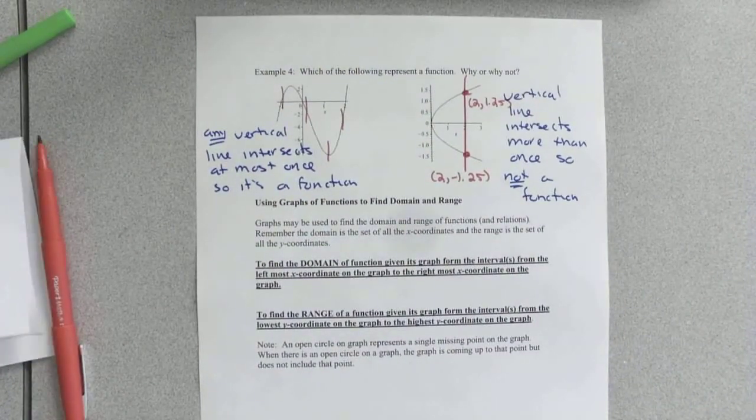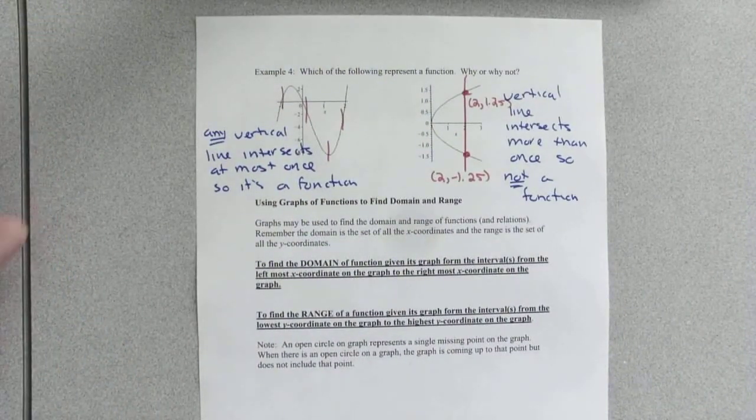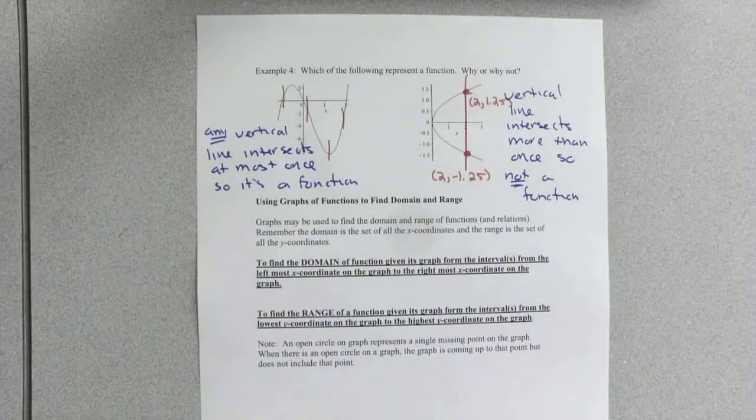Okay, back to domain and range. Domain are a set of x-coordinates, range is a set of y-coordinates. We can use the graph to find domain and range. That's what we got down here. Graphs may be used to find domain and range of functions and relations. Remember, domain is the set of all x-coordinates, range is the set of y-coordinates.